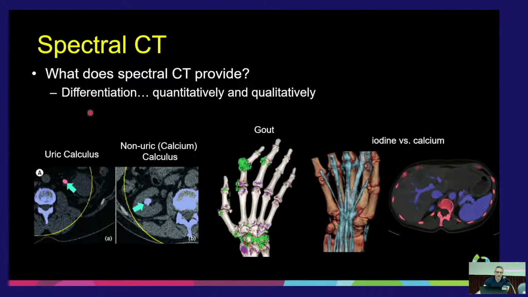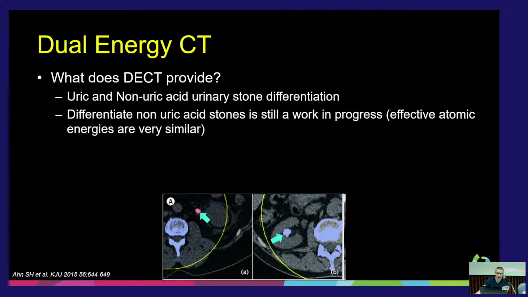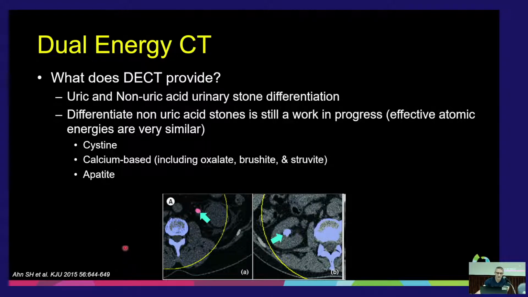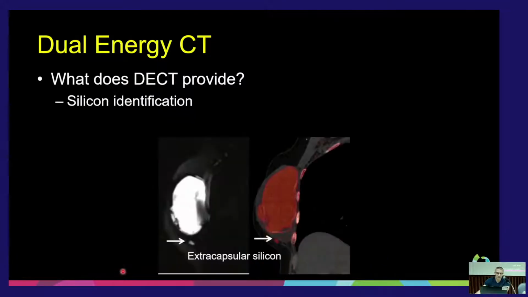The differentiation can also help us distinguish between things such as gout or pseudo-gout, which I know you guys have mentioned you have that protocol, iodine versus calcium, etc. All right, here's uric acid, non-uric acid, so calcium-based, so being able to distinguish the calcium base. And here's more gout versus more gout images. You guys have seen that.